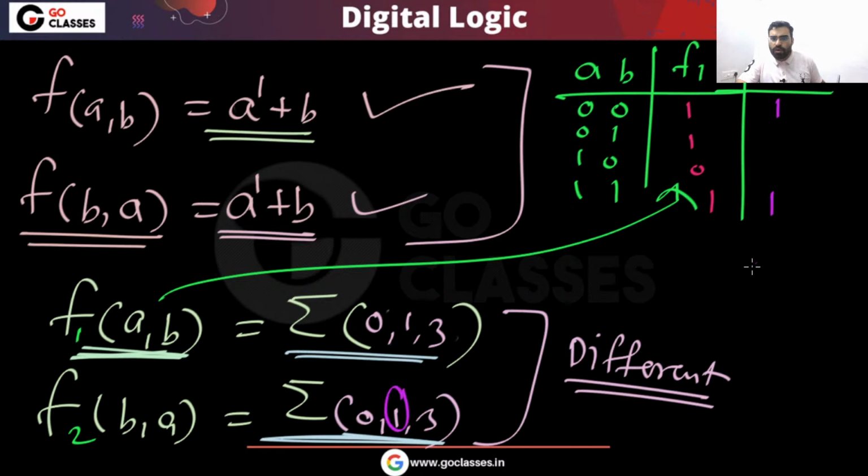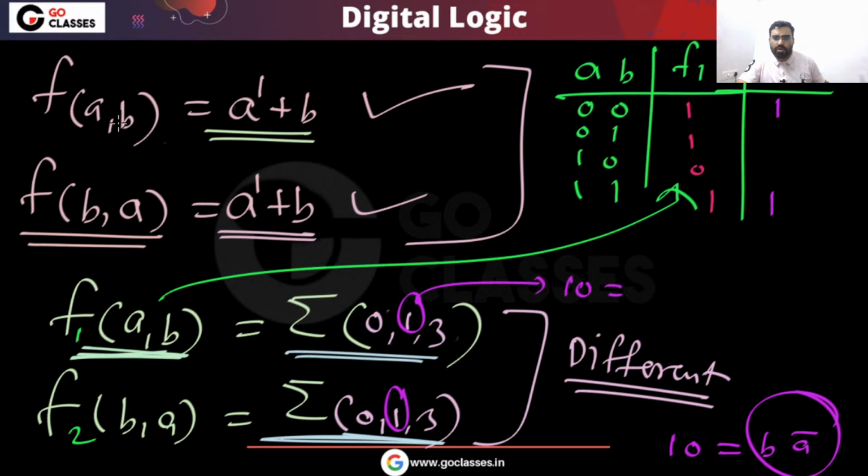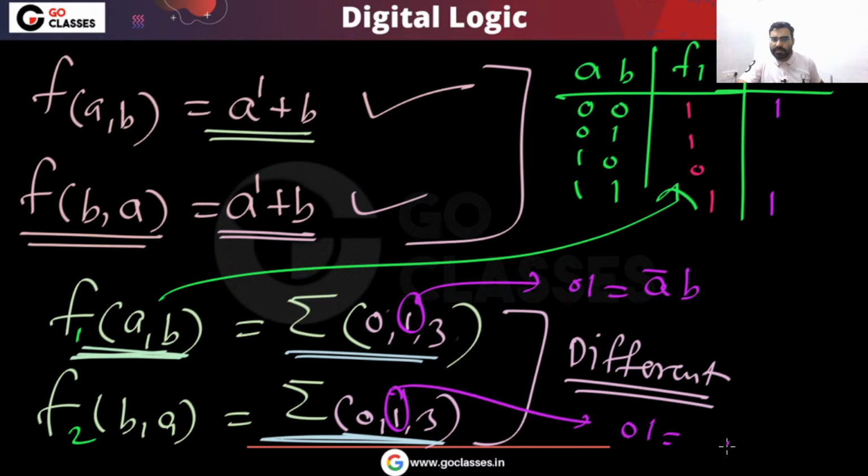But note, focus on this one. This one means 1, 0, and 1, 0 means B A bar. Sorry, this one means 0, 1, and that means A bar B. And here this one means 0, 1, and that means B bar A. So this is the difference. Here you have A bar B, here you have B bar A. You can check. So here I can say this will be 0, this will be 1.